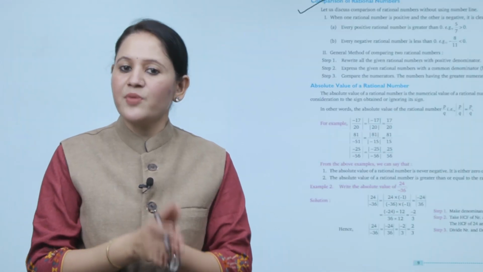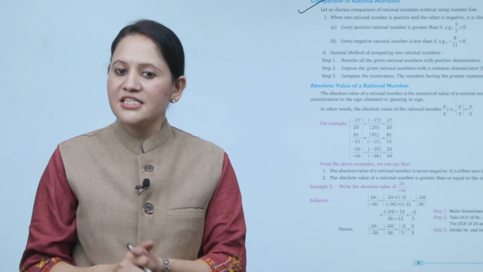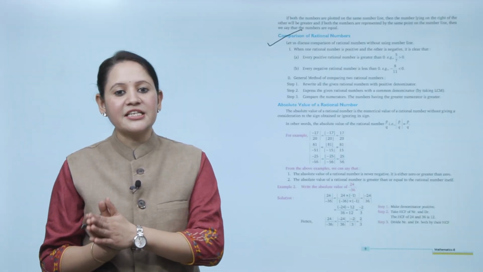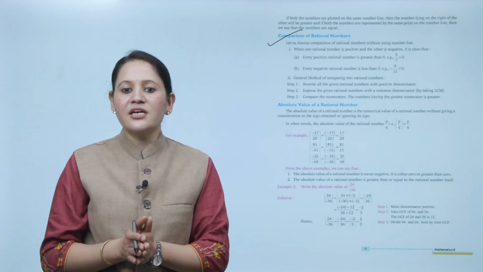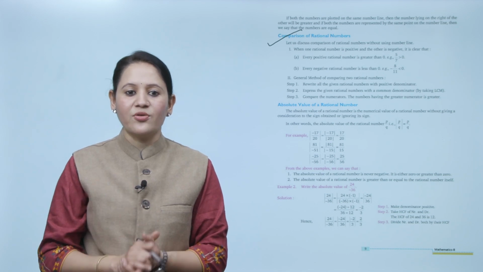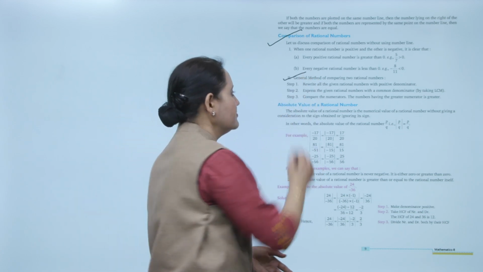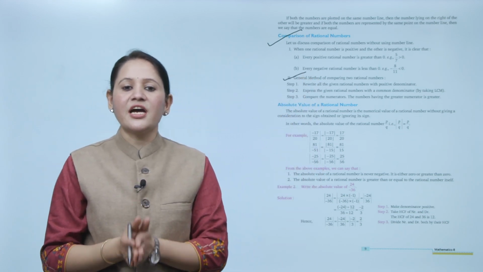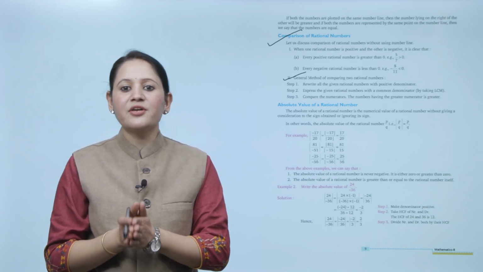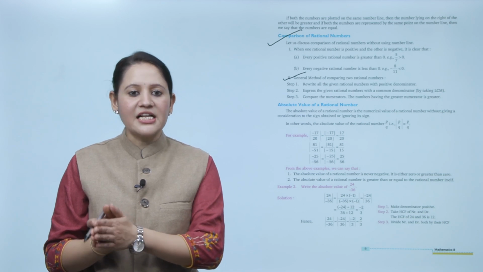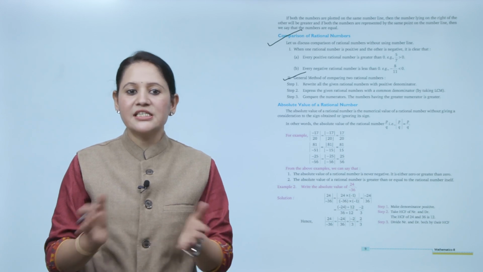When one rational number is positive and the other is negative, it is clear that every positive rational number is greater than 0. For example, 5/7 is greater than 0. Every negative rational number is less than 0. So here -8 upon 11 is less than 0. So the general method of comparing two rational numbers: Step 1, rewrite all the given rational numbers with a positive denominator. Step 2, express the given rational numbers with a common denominator by taking the LCM. Step 3, compare the numerators. The number having the greater numerator is greater.